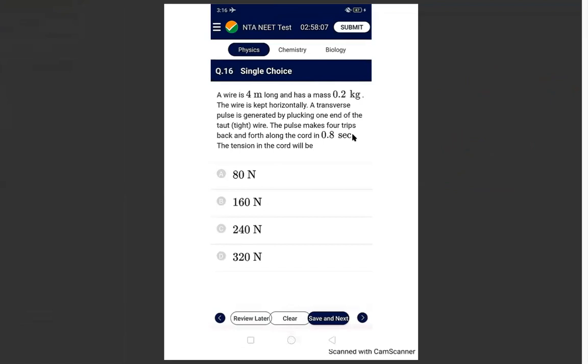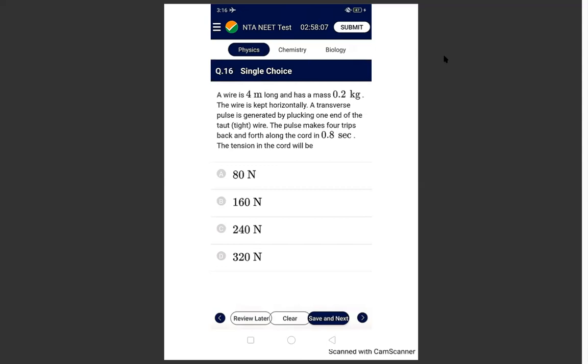Let's come to question number 16. There is a wire 4 meter long with a mass of 0.2 kg. The wire is kept horizontally. A transverse pulse is generated by plucking one end of the tight wire. The pulse is making 4 trips back and forth.